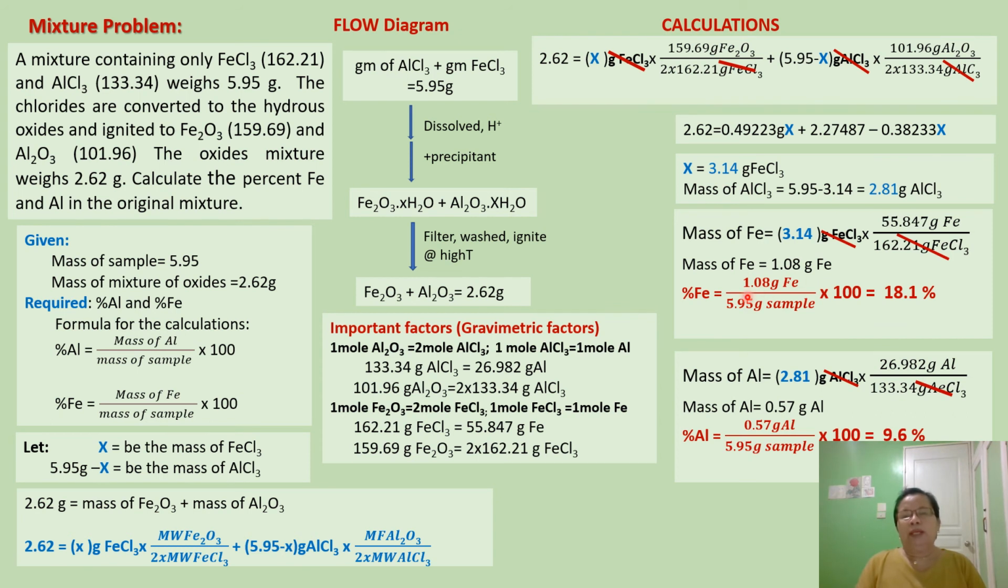To calculate percent iron, it is 1.08 grams iron divided by 5.95 grams sample times 100, and this is equal to 18.1%. Now to calculate the mass of aluminum, this is 2.81 grams aluminum chloride times 26.982 grams of aluminum divided by 133.34 grams of aluminum chloride. Grams aluminum chloride and grams aluminum chloride cancel, so the mass of aluminum is equal to 0.57 grams. So percent aluminum is equal to 0.57 grams aluminum divided by 5.95 grams sample times 100, and the answer is 9.6%. I hope my discussion is clear.